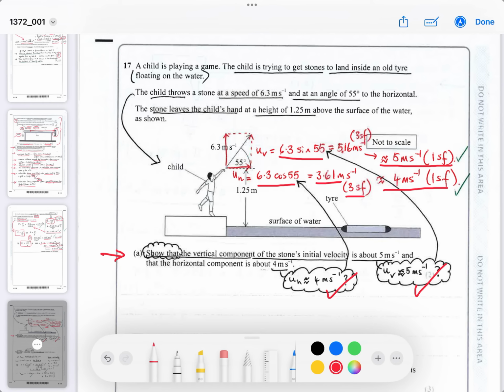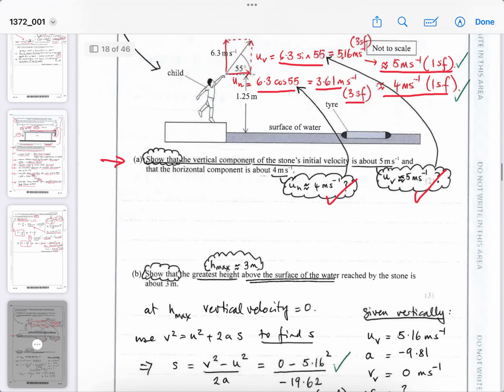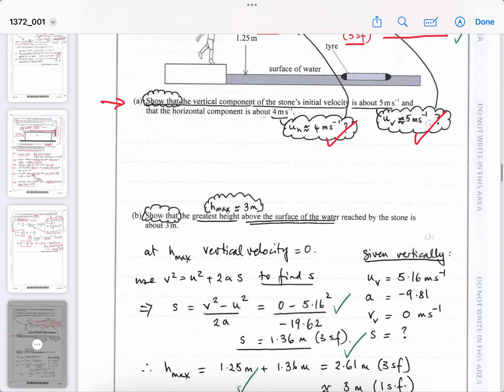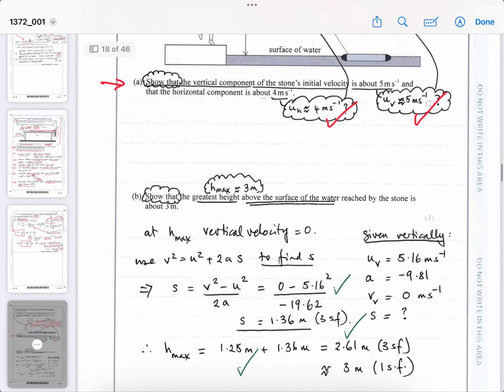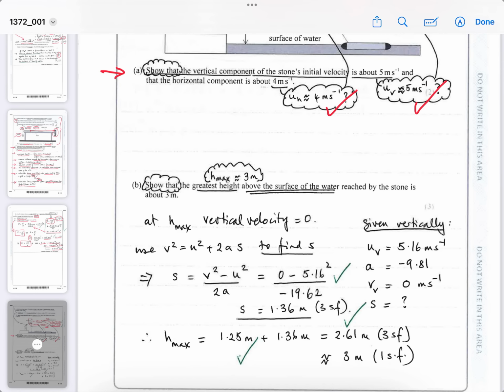It's quite a lot of work for 2 marks, and this is a standard expectation for A-level students, to be able to resolve any vector into horizontal and vertical components, or components which are at right angles to each other, because it doesn't always have to be horizontal and vertical. Part B then says, show that the greatest height above the surface of the water reached by the stone is about 3 meters. So now we're talking about vertical height.